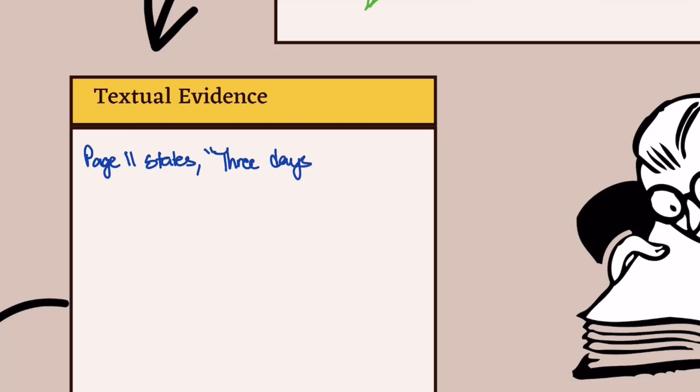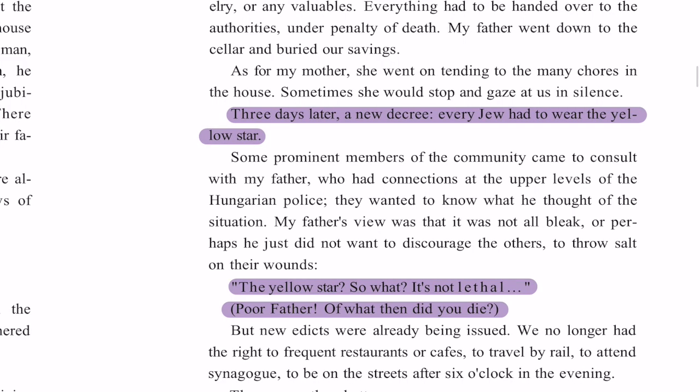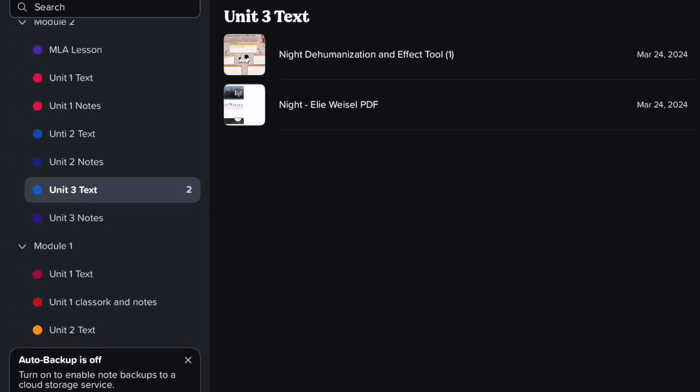3 days later, a new decree. Am I spelling that right? Let me make sure. Am I brain farting right now? No, I am spelling that right. Every Jew had to wear the yellow star.